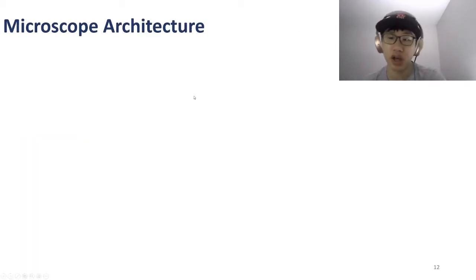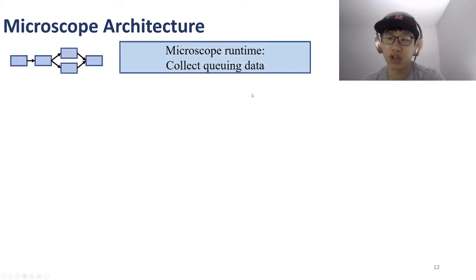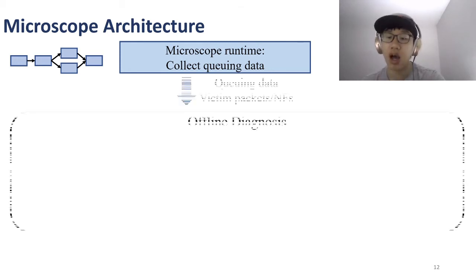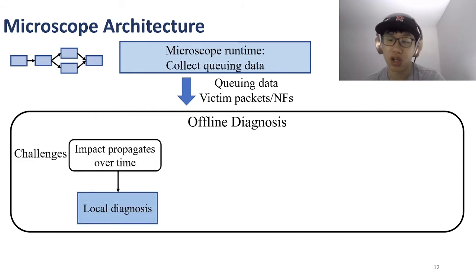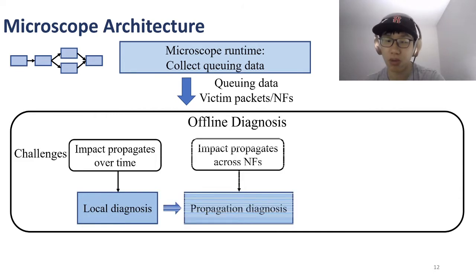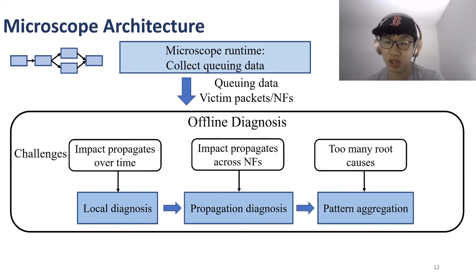Here is the architecture of Microscope. In the runtime, Microscope collects queuing data from the NFV, which could be used to identify victim packets and network functions, and then perform diagnosis. After collecting the data and victims, Microscope then performs offline diagnosis for those victims. The diagnosis consists of 3 steps, including local diagnosis, propagation diagnosis, and pattern aggregation.